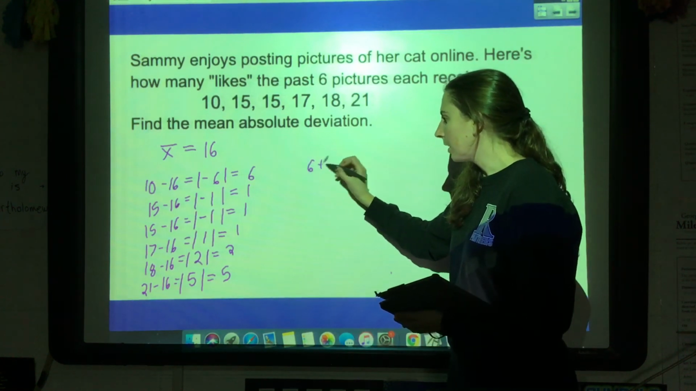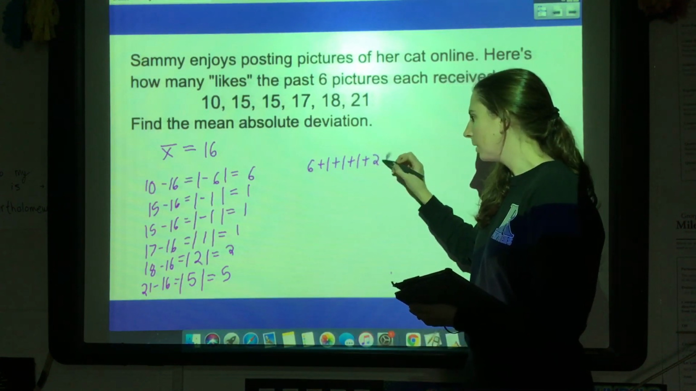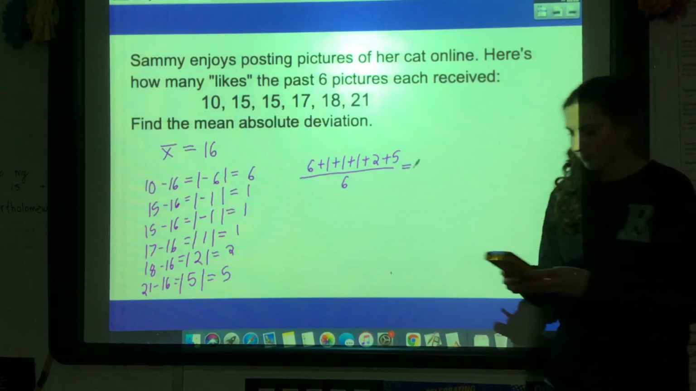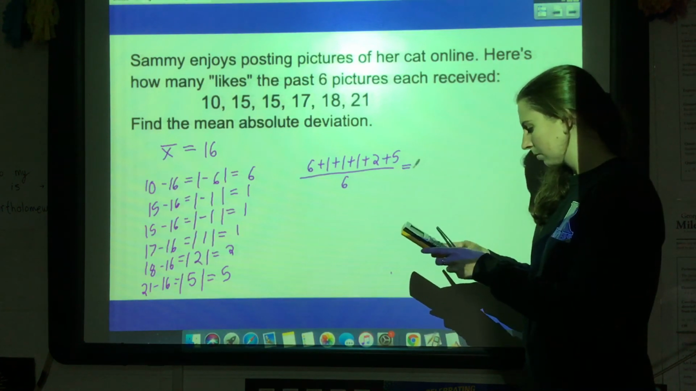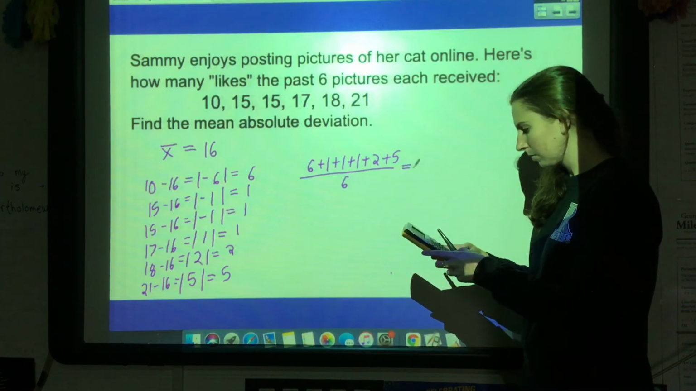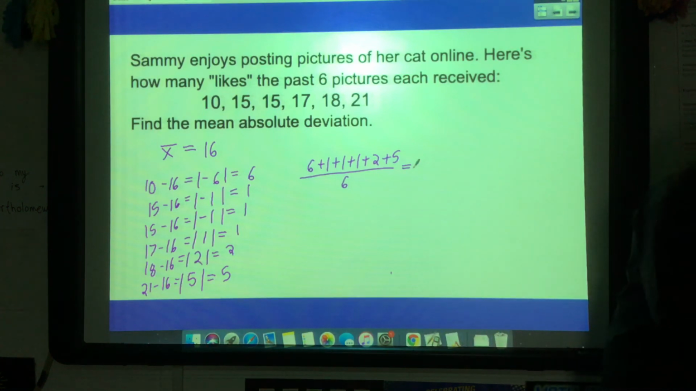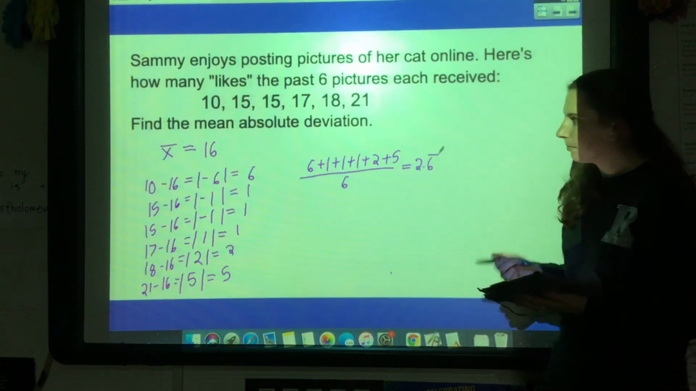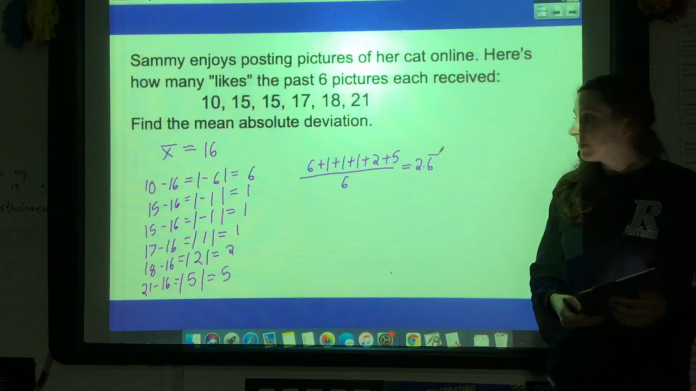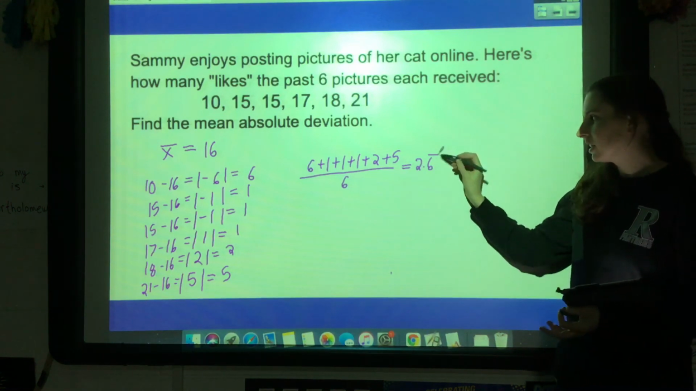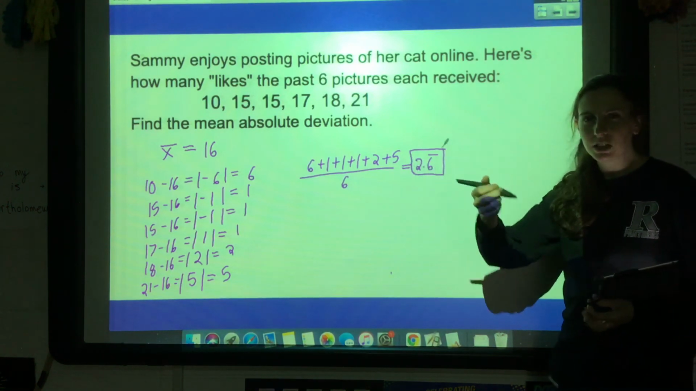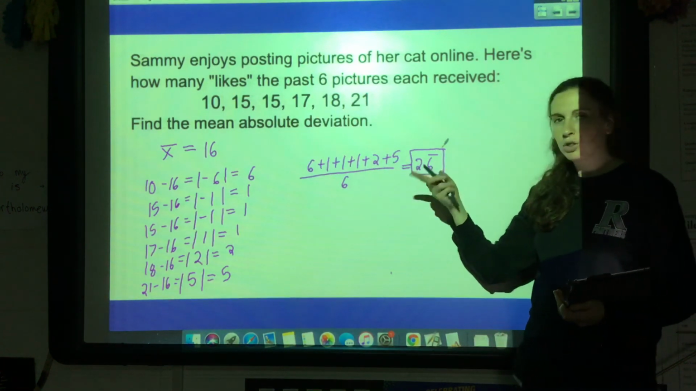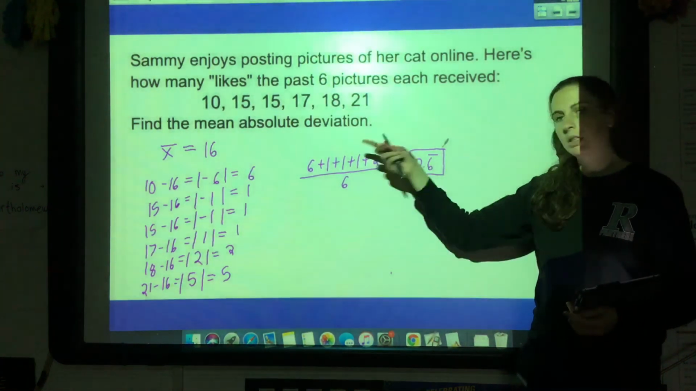And so 6 plus 1 plus 1 plus 1 plus 2 plus 5, divide by 6, and let's see what we get. Alright, I got 2.6 repeating. Okay, what this tells me, and this is my final answer here, is that on average, these data points are all about 2.6 away from the mean.